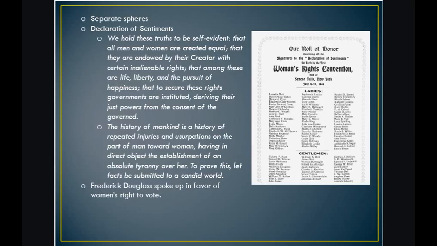The history of mankind is a history of repeated injuries and usurpations on the part of man toward woman, having in direct object the establishment of an absolute tyranny over her. To prove this, let facts be submitted to a candid world."